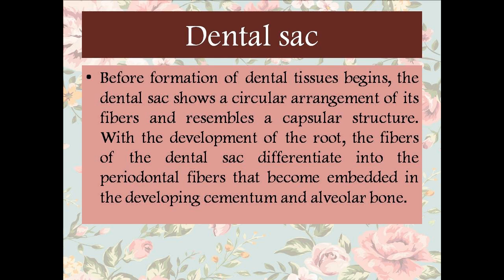Dental sac, that is your dental follicle. Before the formation of dental tissues, the dental sac shows a circular arrangement of fibers and resembles a capsular structure. With the development of the root, the fibers of the dental sac differentiate into periodontal fibers that become embedded into the developing cementum or alveolar bone, which is known as Sharpey's fibers.